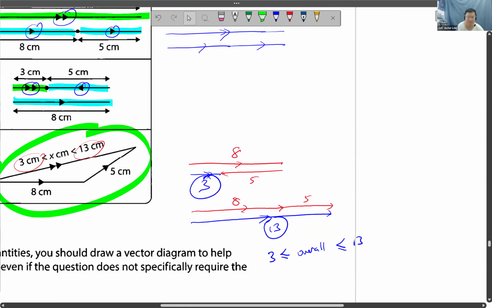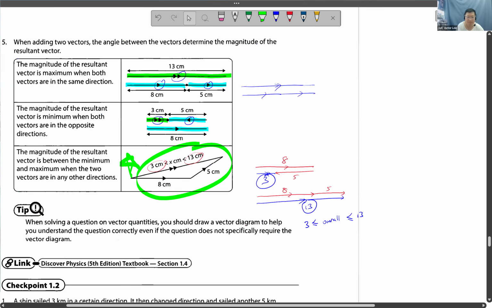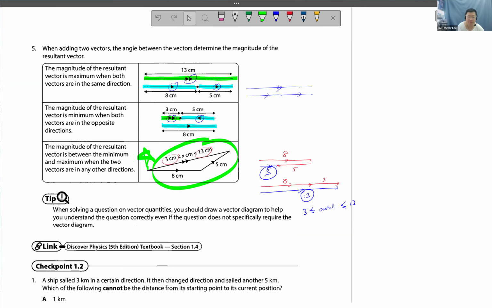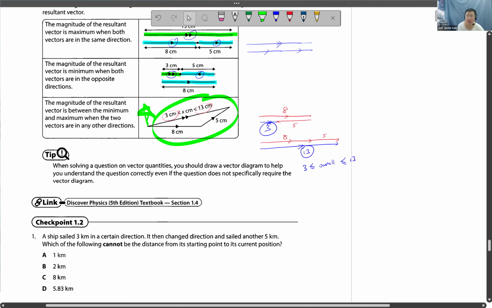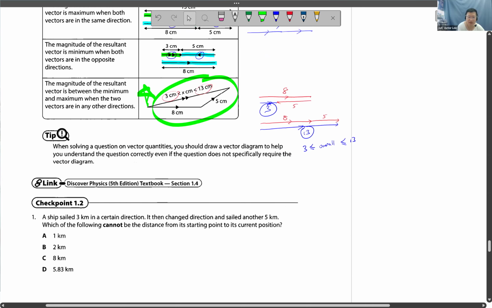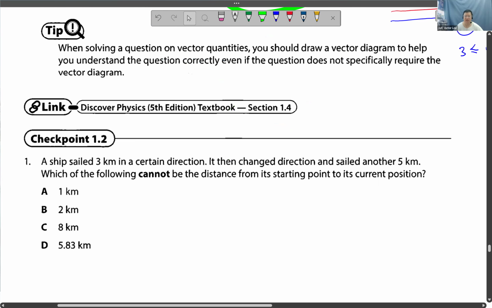All right, let's move on now. Look at this. This is a question that we are testing you with. See whether you can answer this question.